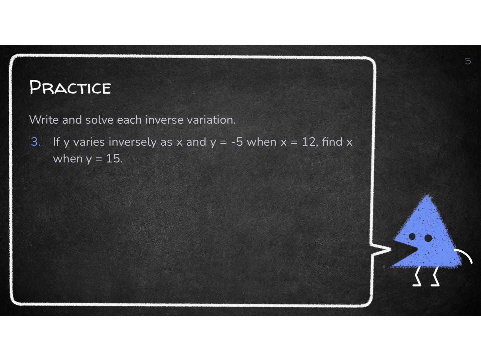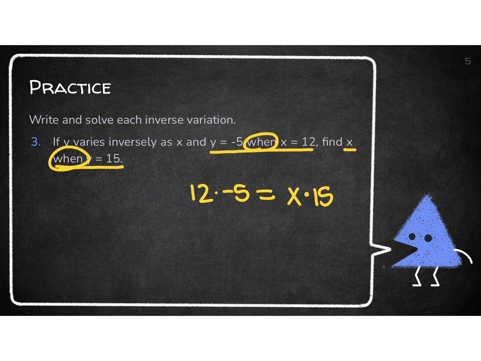Last one of this type, y varies inversely as x. y equals negative 5 when x equals 12. So take those, because they're in a pair, and multiply them together, and set them equal to your other pair. So we have x when y equals 15. So we don't know x, but we know that y is 15. So take those and multiply them together. 12 times negative 5 gives me negative 60. That equals x times 15 gives me 15x. Divide both sides by 15, and I get negative 4 equals x.